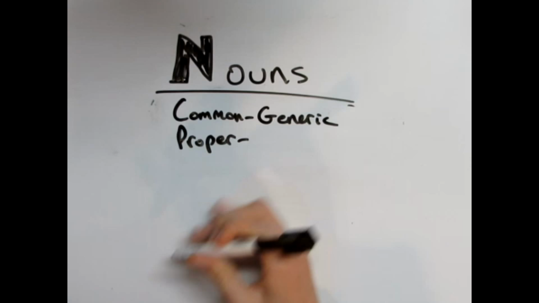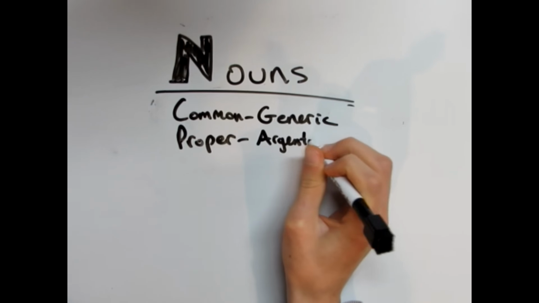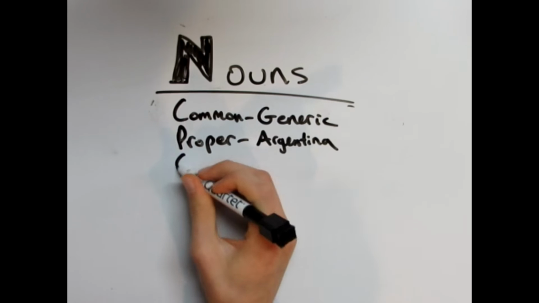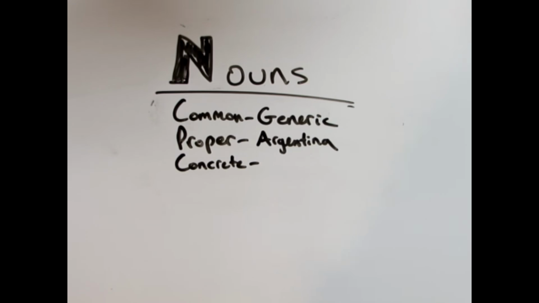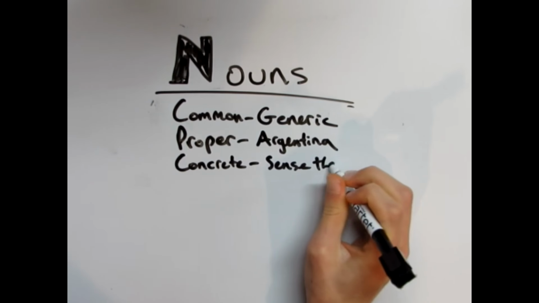So let's say Argentina. Argentina is a proper noun. It's specific. Then we have concrete nouns. And think concrete nouns, these are the opposite of abstract nouns, which we'll talk about next. And concrete nouns are the type of nouns that you can see them, you can feel them, you can smell them. Overall, you can just sense them.